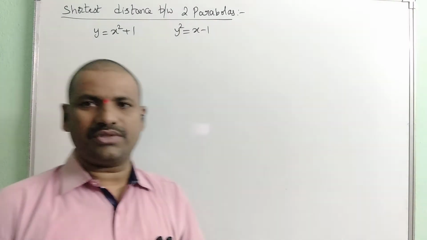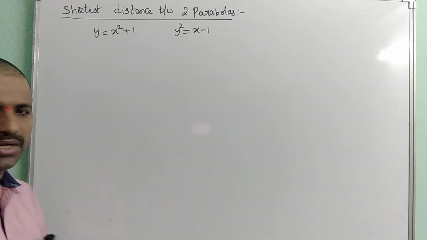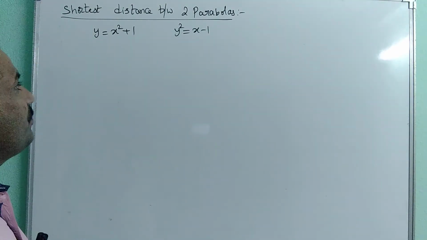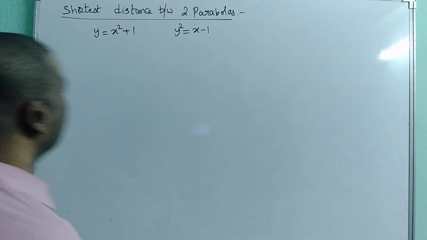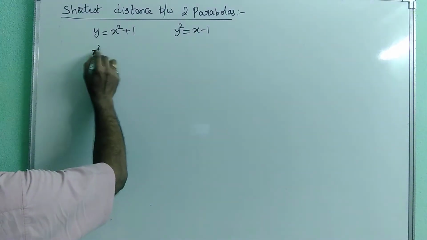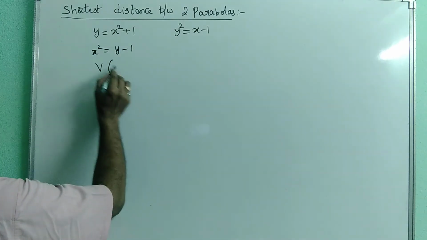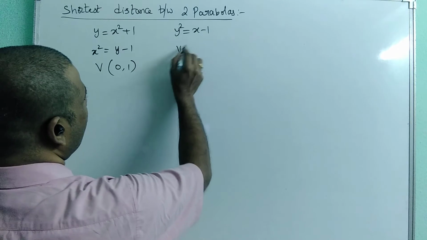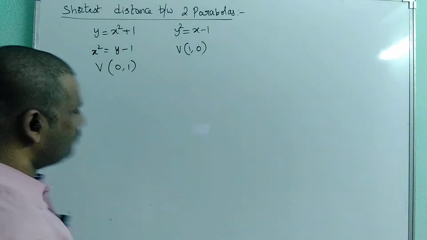Today we discuss the shortest distance between two parabolas. Let us see these two parabolas. One parabola is y equal to x square plus 1. The second parabola is y square equal to x minus 1. So x square equal to y minus 1. What is the vertex of this parabola? 0, 1. What is the vertex of this parabola? 1, 0. Let us draw both of the curves.